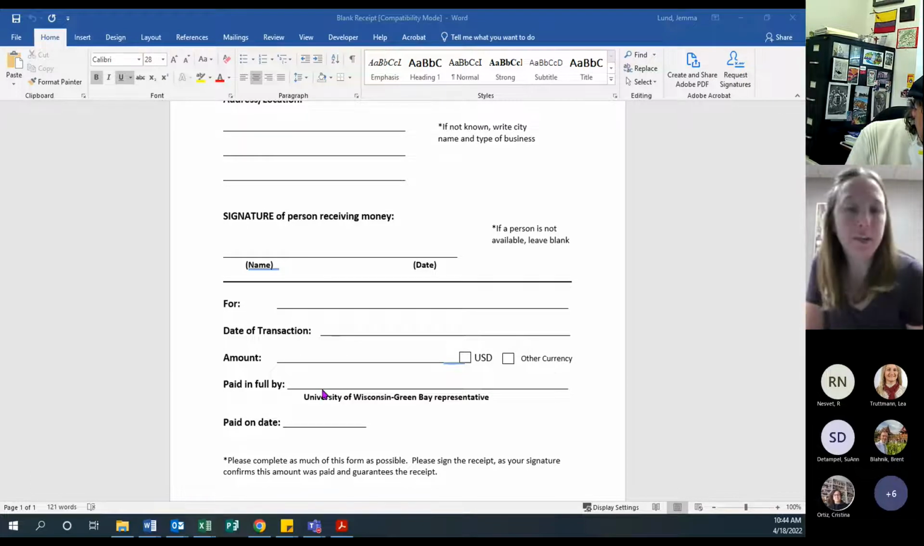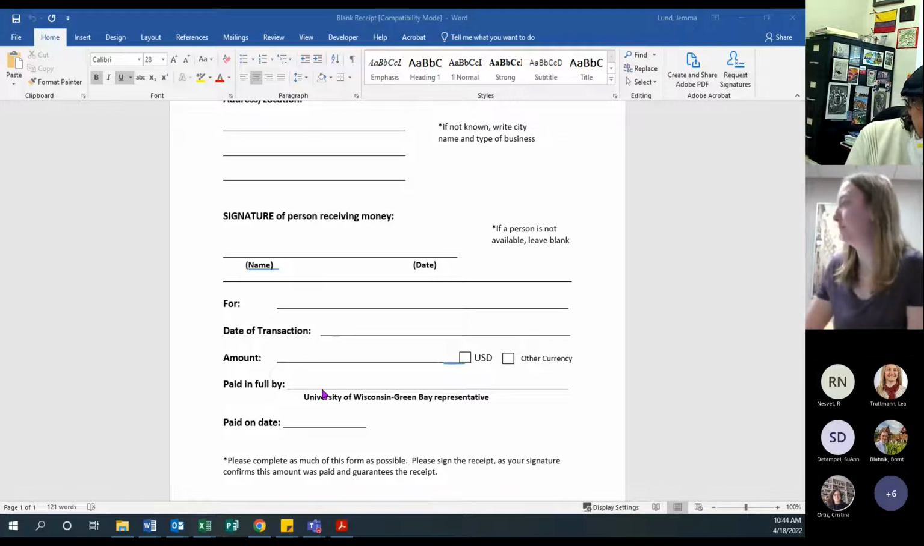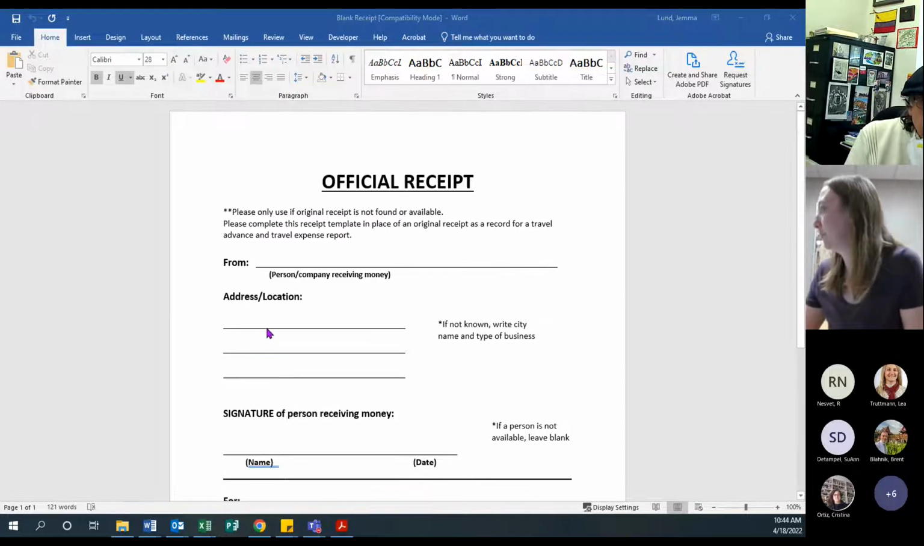I say with a credit card as well, because sometimes when you pay by credit card, you don't get an itemized receipt. You just get that little slip with the card, and that doesn't really tell you anything about it. So here's that example of the blank receipt.